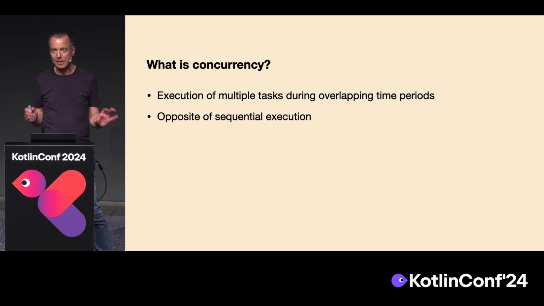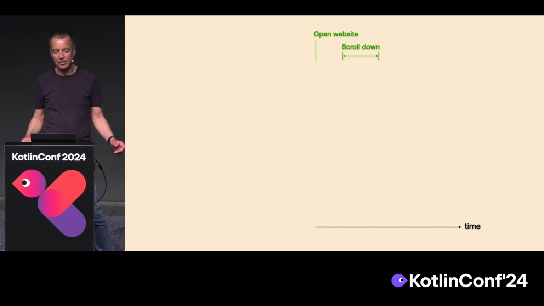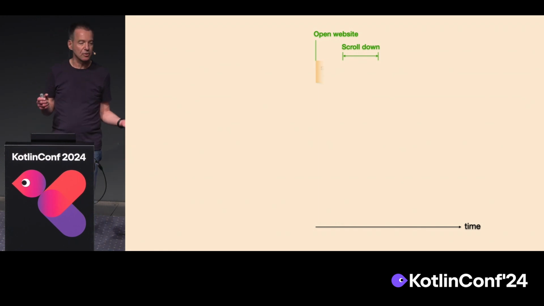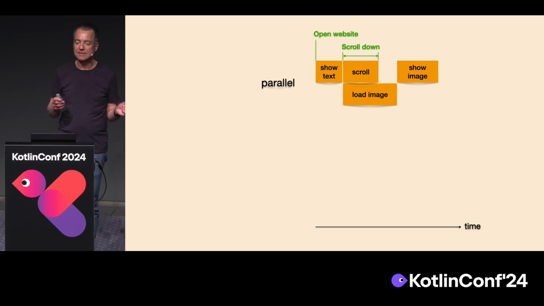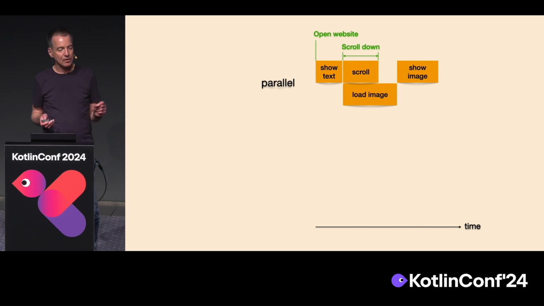Take the familiar browser scenario. We're using a browser, opening a website, and then scrolling down immediately. What will the browser do? It will show the text first, then let us scroll down immediately, react instantly, and if there are images on this page that take longer to load, it will do this at the same time. So to us, it would look like it does all the things in parallel.